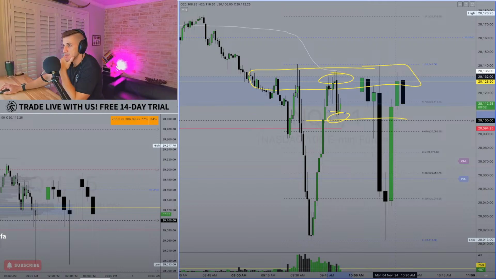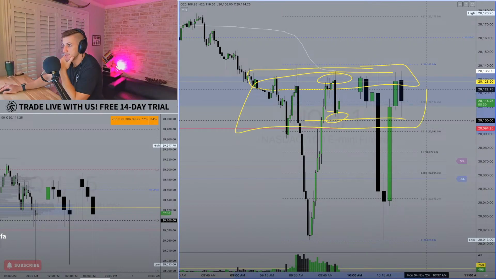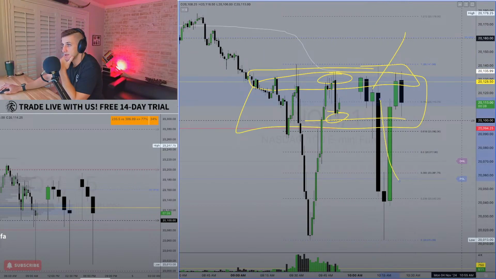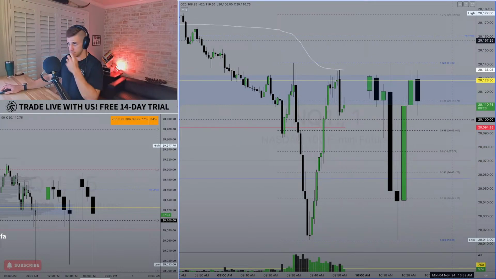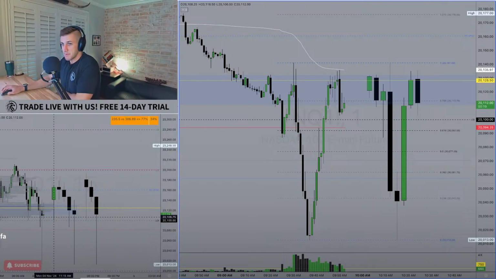Got about 7 minutes till 10 a.m. I like to see how this area resolves one way or another before getting involved again. 30-minute bar is looking pretty good for buyers anyway. Still have 7 minutes before it closes, so.